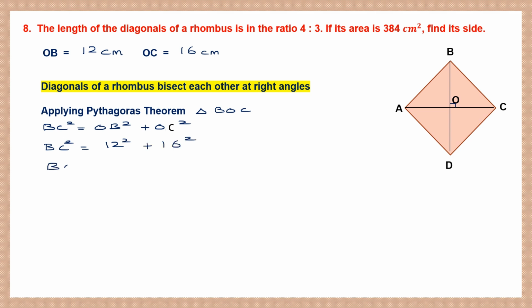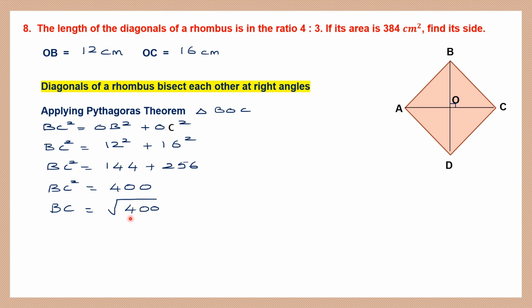So BC square is equal to 12 square is 144 and 16 square is 256. Now BC square is equal to, we have to add up these, 400. So BC square is 400. Now we can find the value of just BC by finding the square root of 400. Now here it's very easy to find the square root when you have numbers ending in zeros.